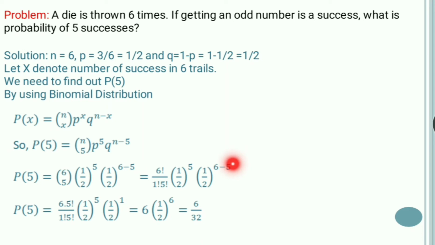6 minus 5 is 1. So this 5 factorial gets cancelled. We are left with only 6. This becomes 1 by 2 raised to power 5 plus 1. When base is same, powers can be added. So 5 plus 1, 6. So this is equal to 6 upon 32. So probability of 5 successes when you throw dice 6 times is 6 upon 32.